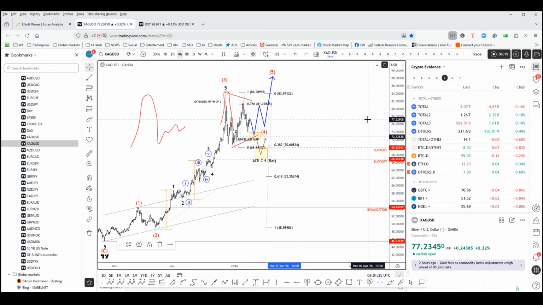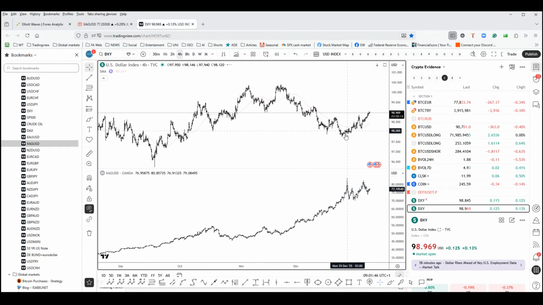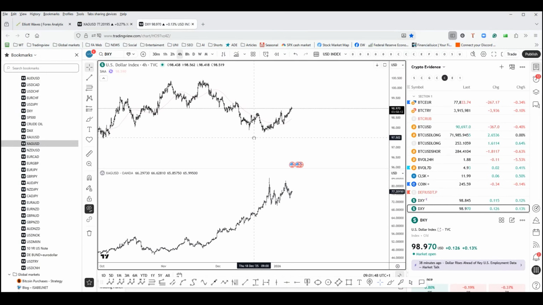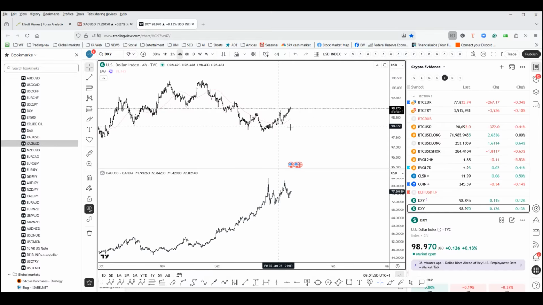Also, it's not only technical or sentiment analysis that matters. It's also important to keep an eye on other, like intermarket analysis. So what's important for us is, if we want to be bullish metals, you want to see the dollar stay in bearish mode, right? And here we have this overlay chart. I'm comparing the dollar index with silver.